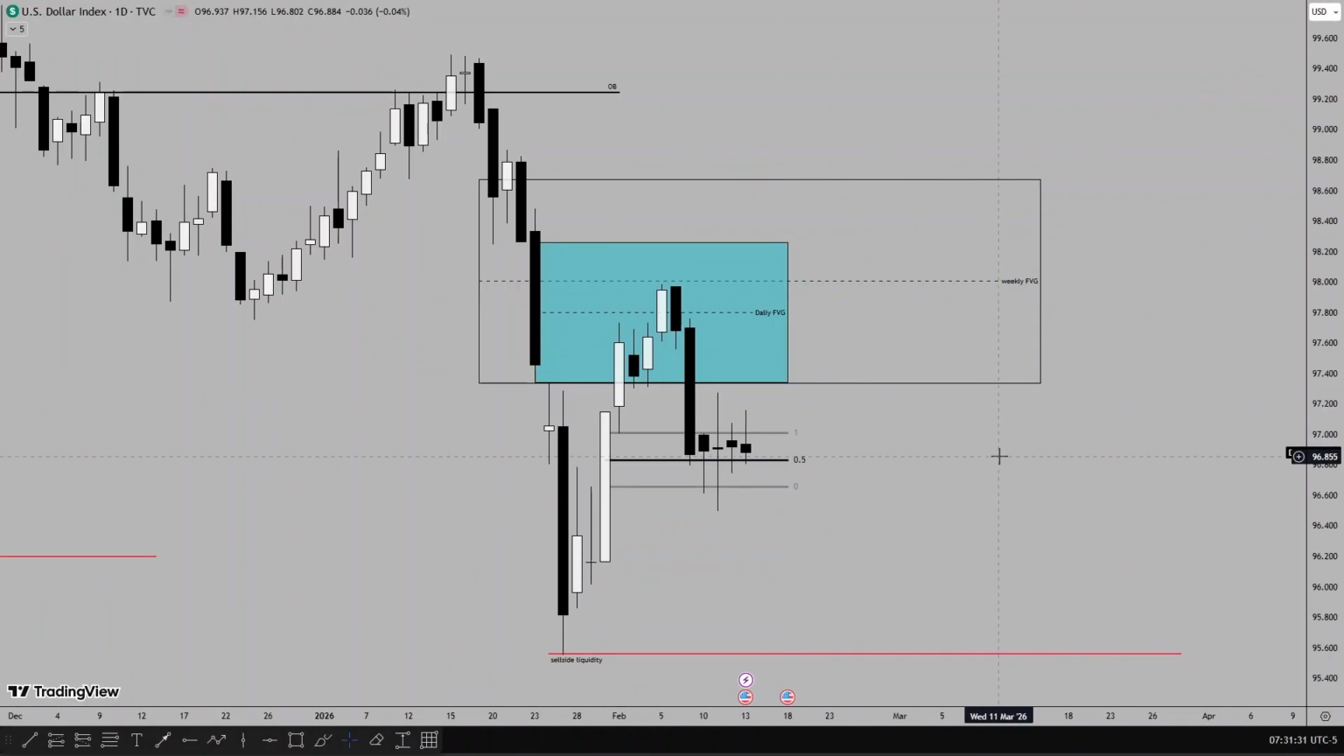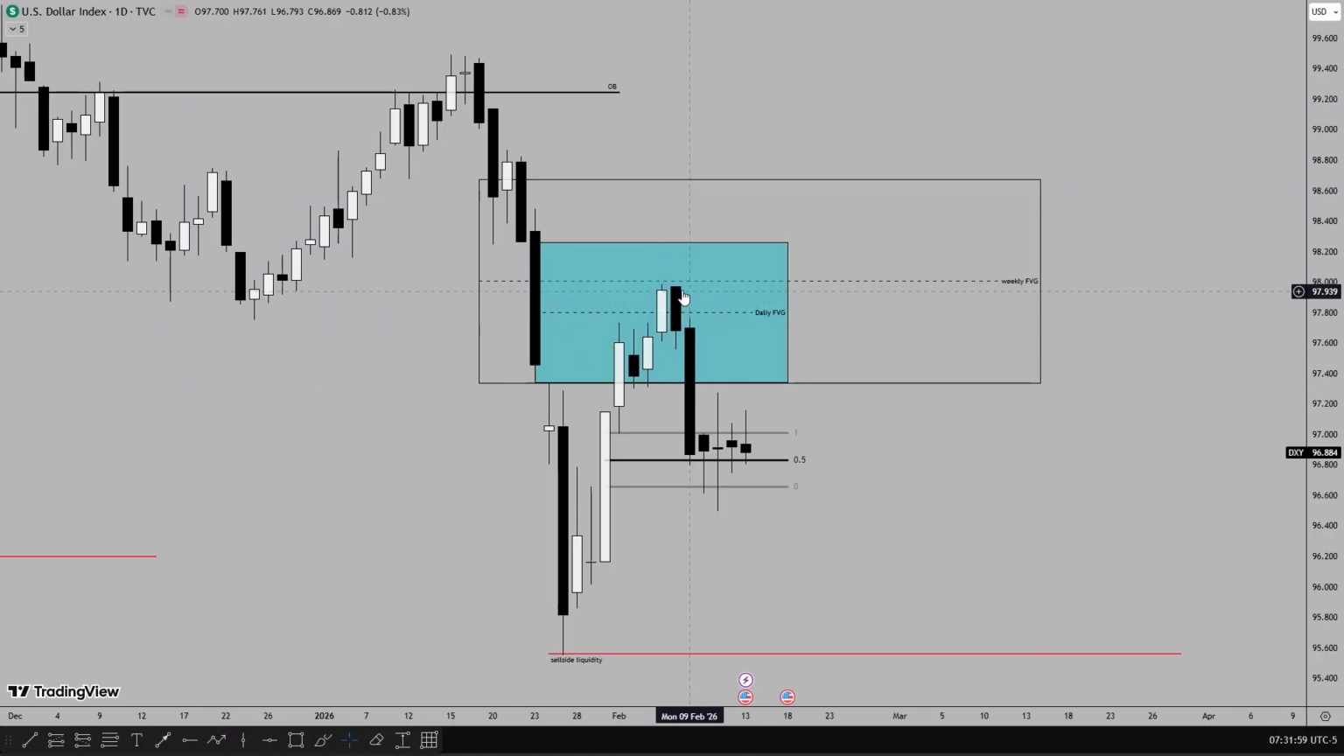On this week's live top-down analysis on the daily time frame, I told you guys that my first draw on liquidity is a daily point of interest, which is below the weekly fair value gap and below the daily fair value gap. The draw on liquidity is the daily fair value gap, to see a fill on the daily fair value gap, which I told you guys was my draw on liquidity.